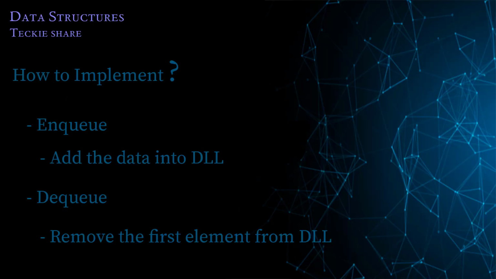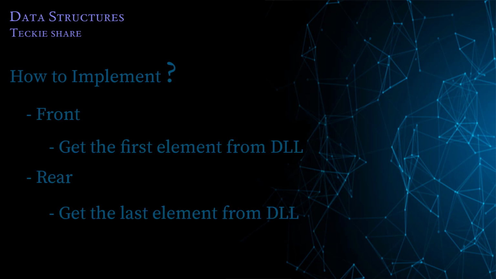For implementing enqueue functionality, we simply add the data to the doubly linked list. For performing dequeue functionality, you simply remove the first element from the doubly linked list. For getting the front and rear values from your queue, the first element of the doubly linked list will be the front value of your queue. Likewise, the last element of the doubly linked list will be the rear element of your queue. Let's implement this queue using a doubly linked list.